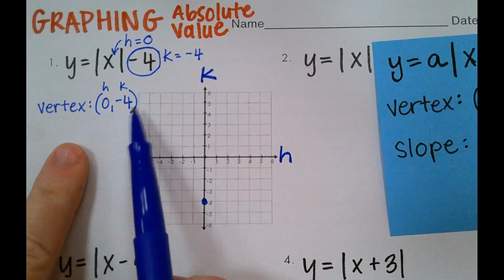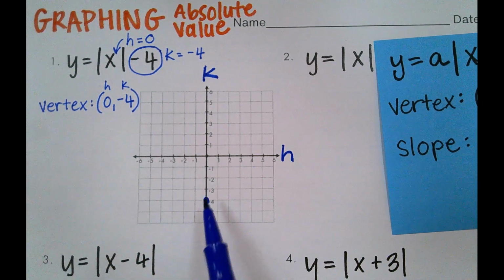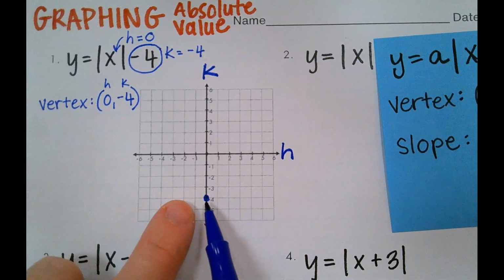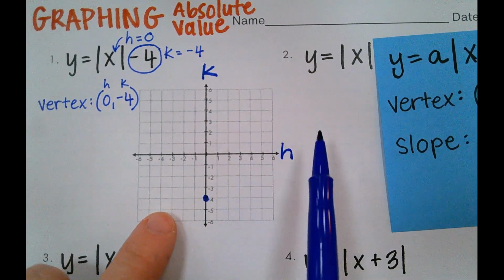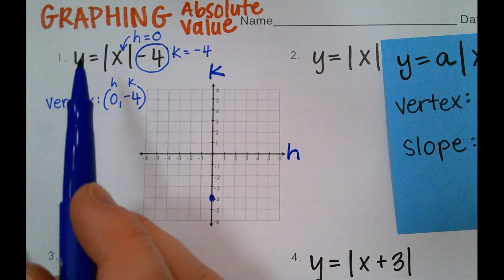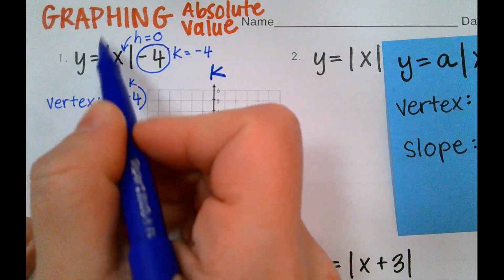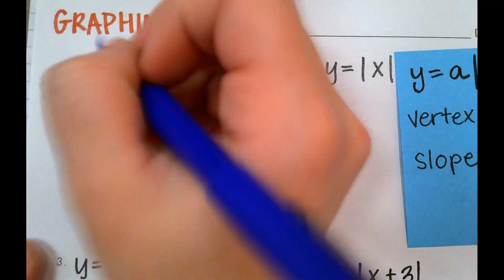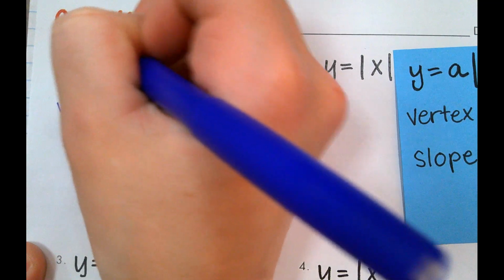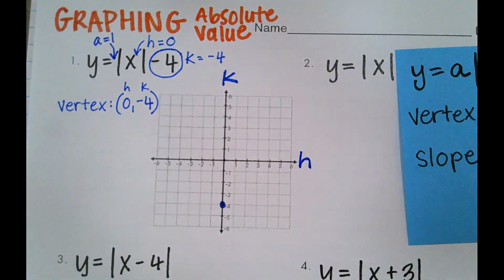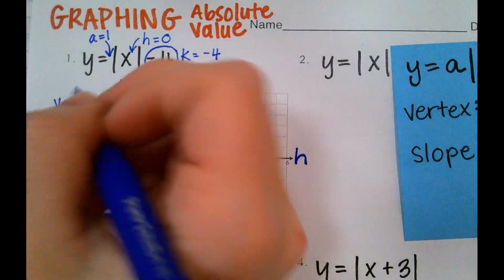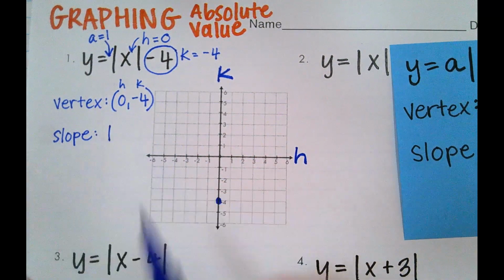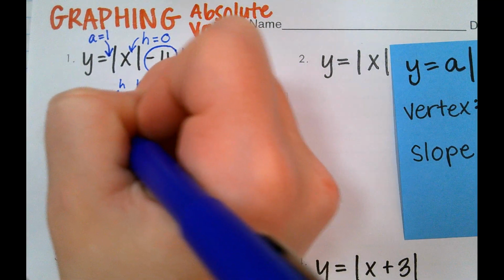I know my vertex is 0, -4. There it is. That's my starting point. Now, we talked about how this graph always just goes up 1 over 1, up 1 over 1, up 1 over 1, right? This graph will do that because there's no number for A. So we say A is 1. So what I'm going to do also here is label A is 1. So my slope is 1.